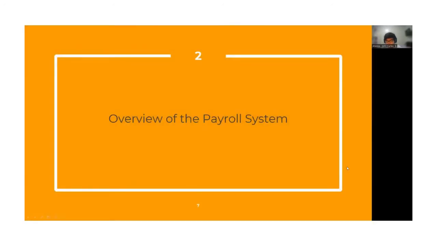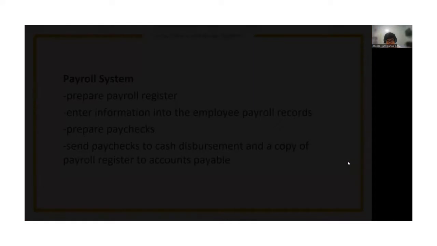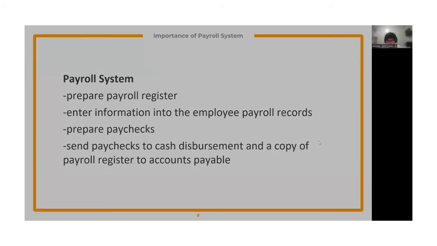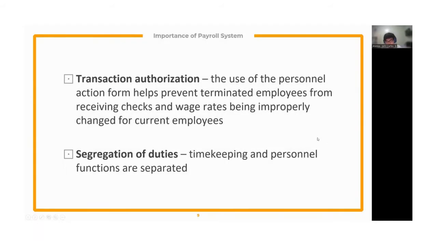And next, we move on to the overview of the payroll system. So the payroll system is in charge of preparing the payroll register, entering information into the employee payroll records, preparing paychecks, sending paychecks to cash disbursement, and a copy of the payroll register to accounts payable. So these are some of its functions. And now we move on to the importance of the payroll system.